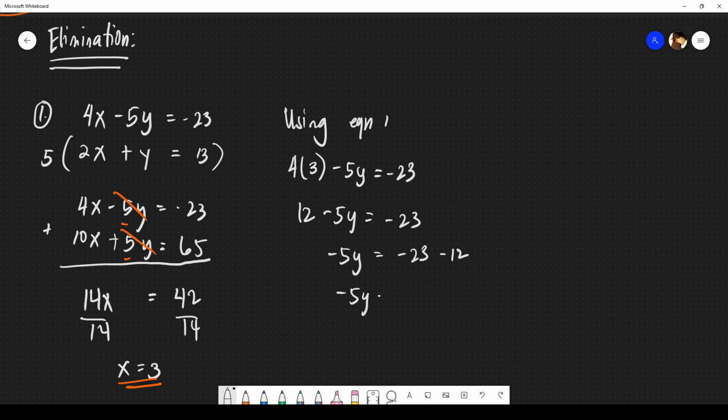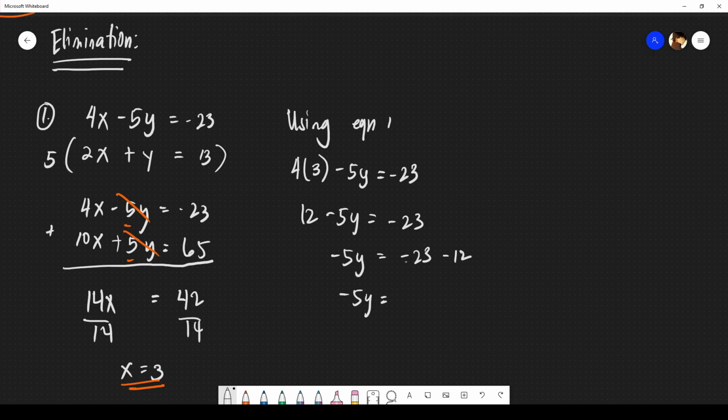So combining like terms, since they have the same sign, all you need to do is add them. So that will give you negative 35. So after doing so, you need to divide both sides by negative 5. Therefore, y is equal to 7. So negative divided by negative is a positive number. So that will give you 7. So your final answer would be 3, 7.